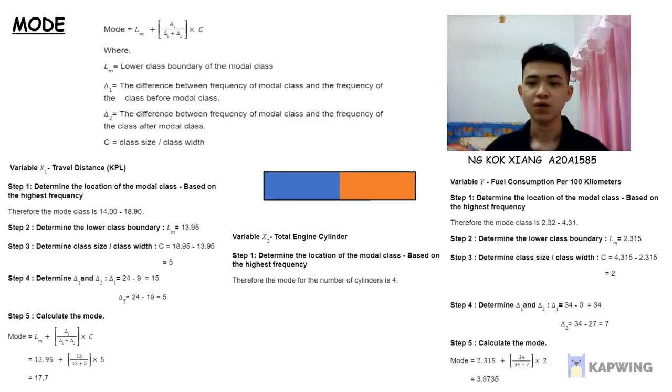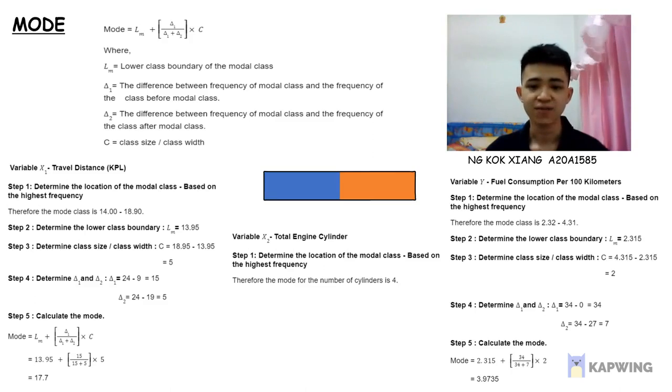The mode for the variable X1: the first step is to determine the location of the modal class, which is based on the highest frequency. The answer is 40 to 80.9. Step 2 is to determine the lower class boundary, and the answer is 30.95. Step 3 is to determine the class width, which is upper boundary minus lower boundary. Step 4 is to determine the difference between the frequency of the modal class and the frequency of the class before the modal class, and the difference between the frequency of the modal class and the frequency of the class after the modal class. Lastly, substitute all the values into the mode formula and the answer is 70.7.